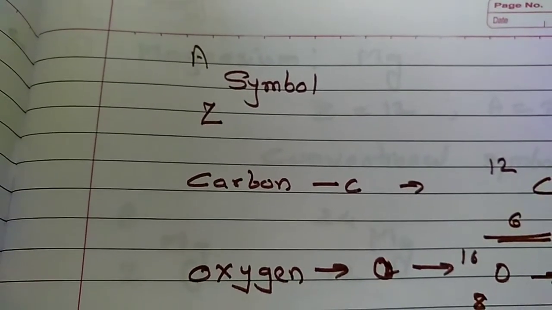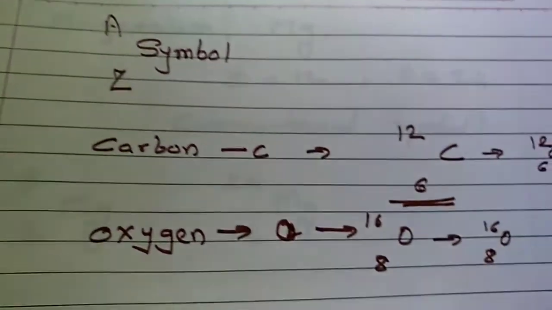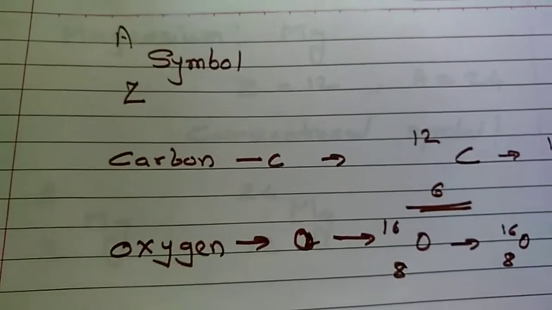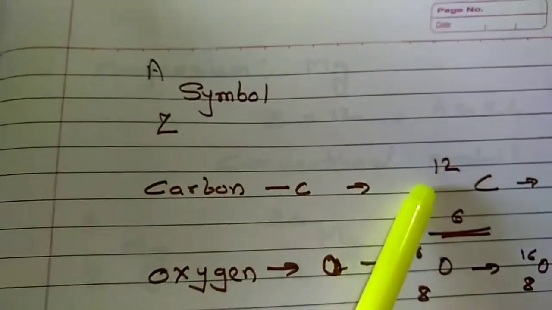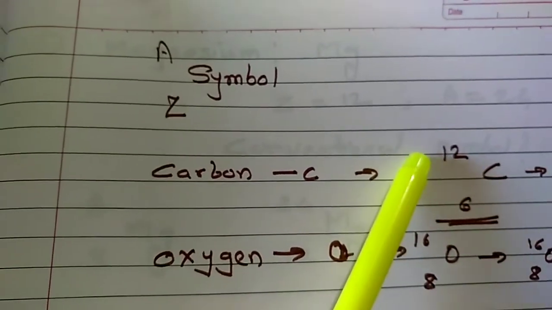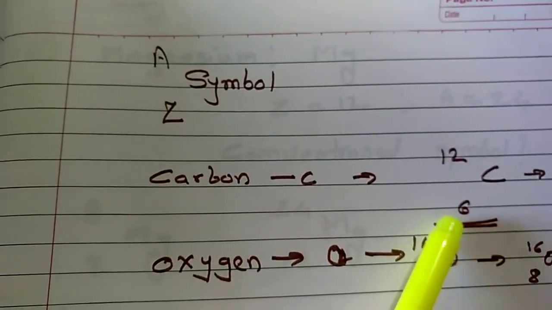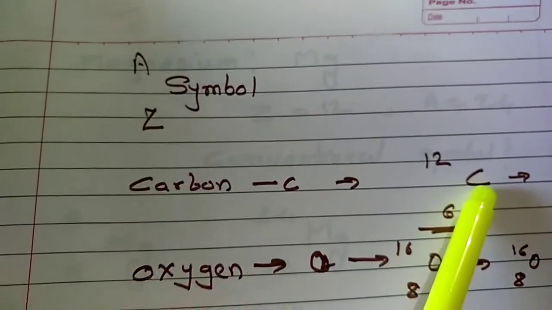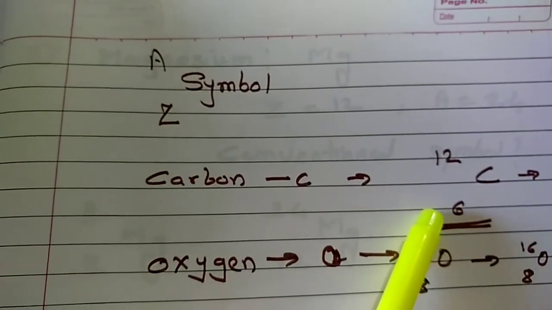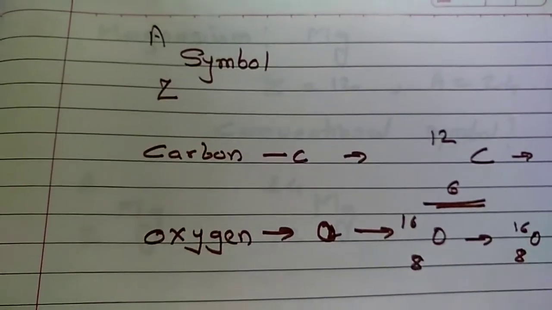We'll learn with the help of carbon. Now the symbol of carbon is C. Then this is atomic mass, because it is superscript, written upside. This is atomic number, subscript, written downside. So symbol carbon, atomic mass 12 and atomic number 6.